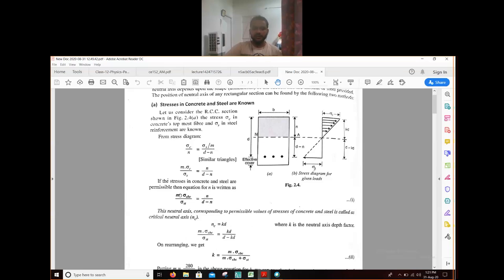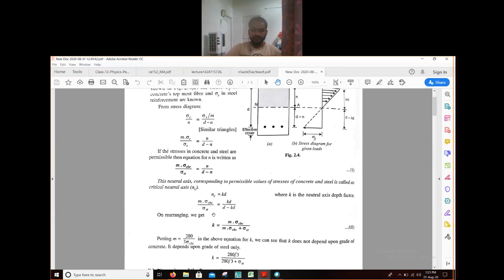m means your modular ratio, which we discussed in the last class. Sigma cbc means permissible compressive stress of concrete in bending. Sigma st means permissible stress in steel. n means depth of neutral axis and d means effective depth. So this is the formula we can derive by using the properties of similar triangles. This is the derivation given.